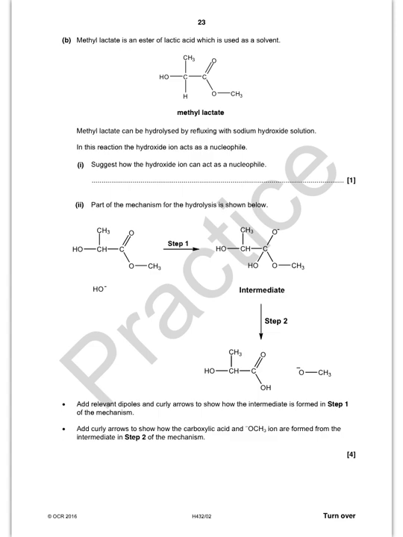Right, so methyl lactate is an ester of lactic acid. Okay, I can hydrolyze this with sodium hydroxide and it reacts as a nucleophile. How can the hydroxide ion act as a nucleophile? What is a nucleophile? It is an electron pair donor. So the hydroxide ion is an electron pair donor. The mechanism is shown below. Add the relevant dipoles and show how we can get that.